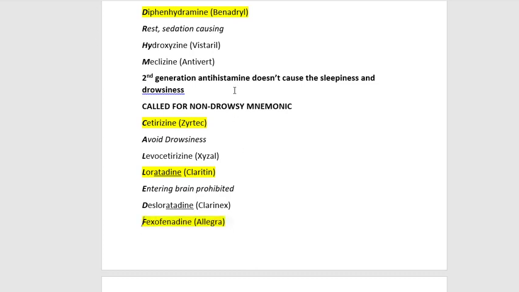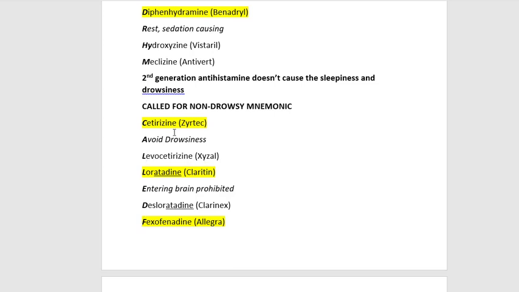Okay? But the second generation antihistamine, the big advantage, and anytime you switch generations you should have an advantage, is that it doesn't cause sleepiness or drowsiness. So our mnemonic is non-drowsy, called for non-drowsy, using C-A-L-L-E-D and then this F for fexofenadine. So cetirizine is Zyrtec, and what I've done is, if there's something that came after it that's very similar, I put them together. But cetirizine is Zyrtec. The A is to avoid drowsiness. That's the advantage of the second generation.